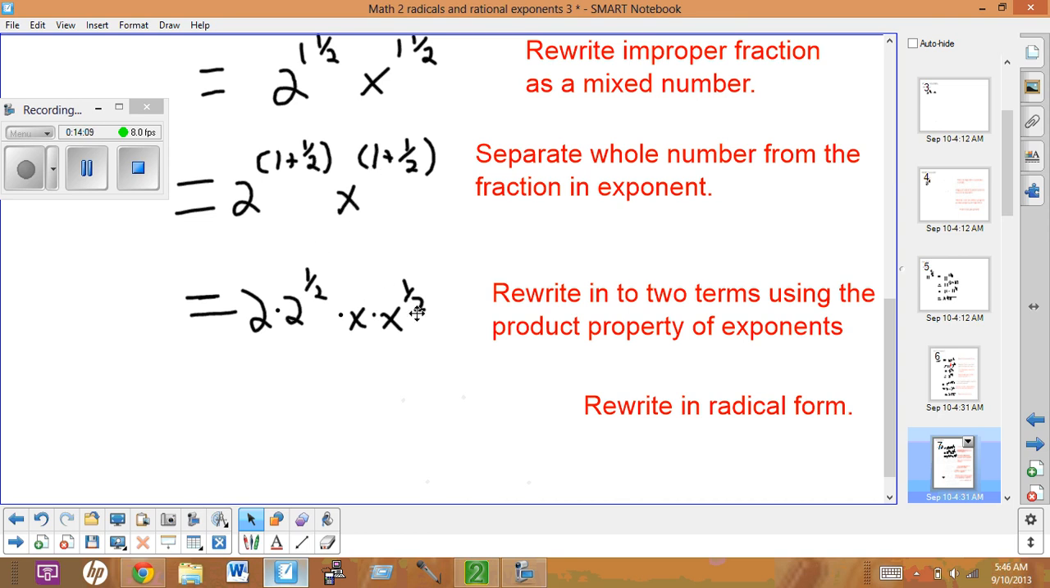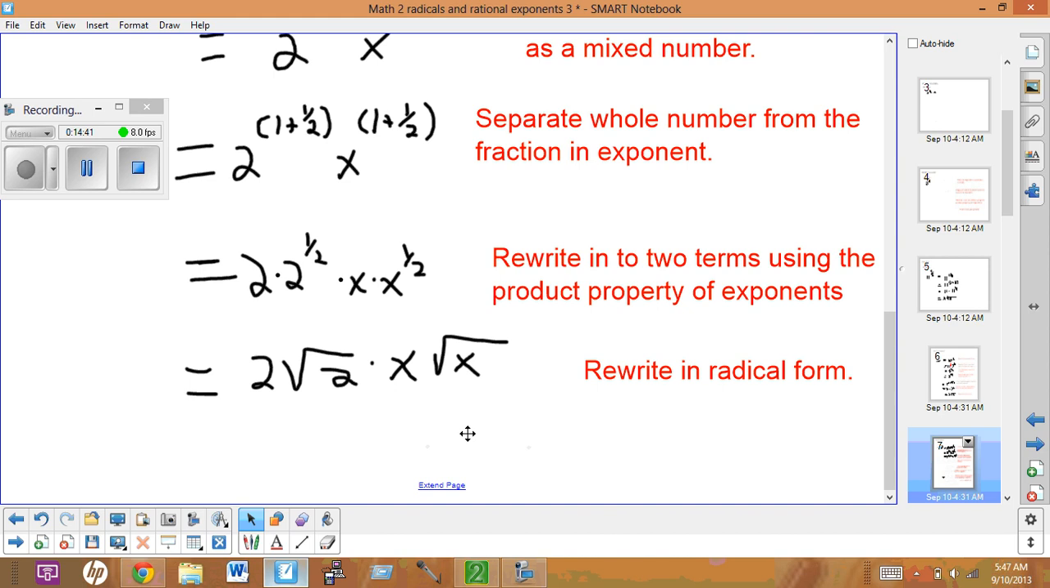As we rewrite these in radical form, at this point you're writing in radical form. Okay, you should have gotten 2 times the square root of 2, remember the denominator is the index, times x times the square root of x, which if we simplify even further, we take the coefficients out in front, the 2 and x, we put them in front of one of the radicals, and everything underneath the other 2 radicals go under one radical.